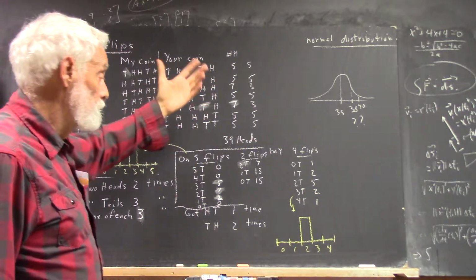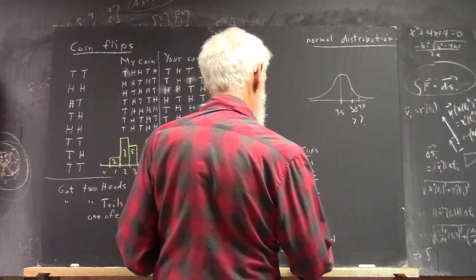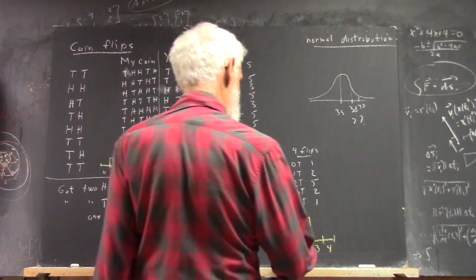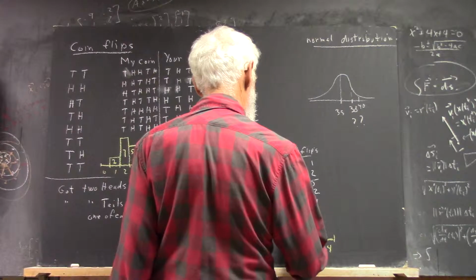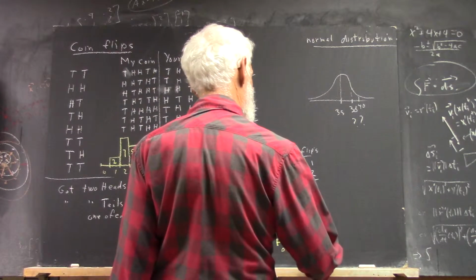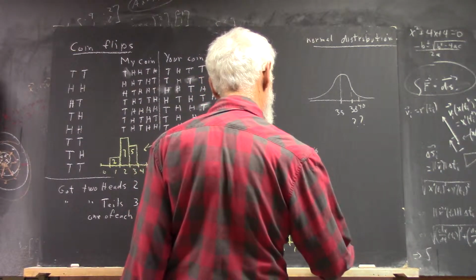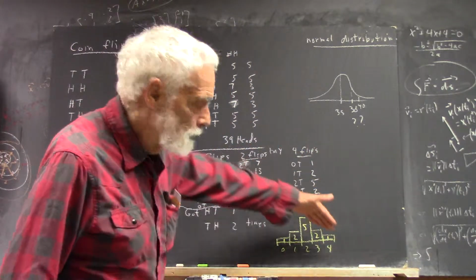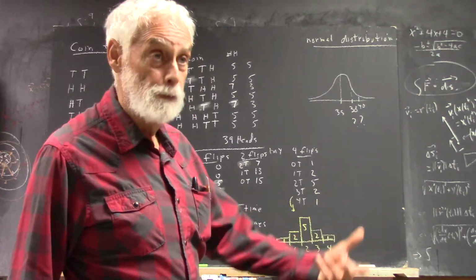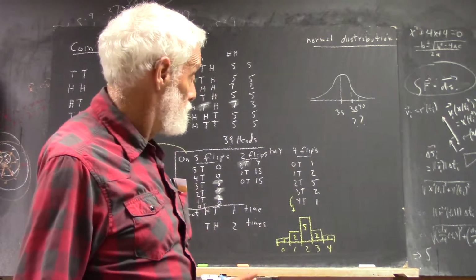Okay? Now this one turned out to be more symmetric than you would expect for a small number of flips. 2 tails occurred 5 times. 1 tail occurred twice. No tails occurred once. And 3 tails occurred twice, and 4 tails occurred once. So we have this perfectly symmetric distribution, which is what you really expect. If you do a large enough number of coins, it's going to be close to being symmetric. Okay?